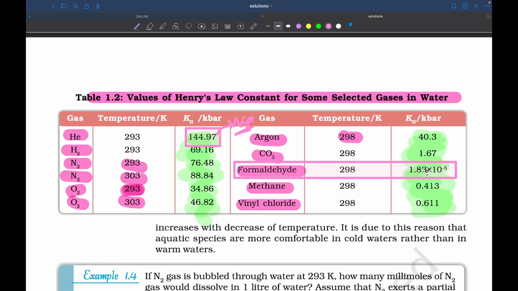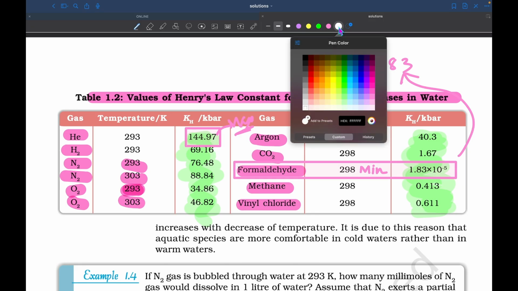అవునా? Do you understand this one? So this value is 0.00000183. 1 2 3 4 5, correct? This value he has written in terms of 10⁻⁵. So the highest value is for helium, and this is the minimum, right? And the relation is always an inverse relation.